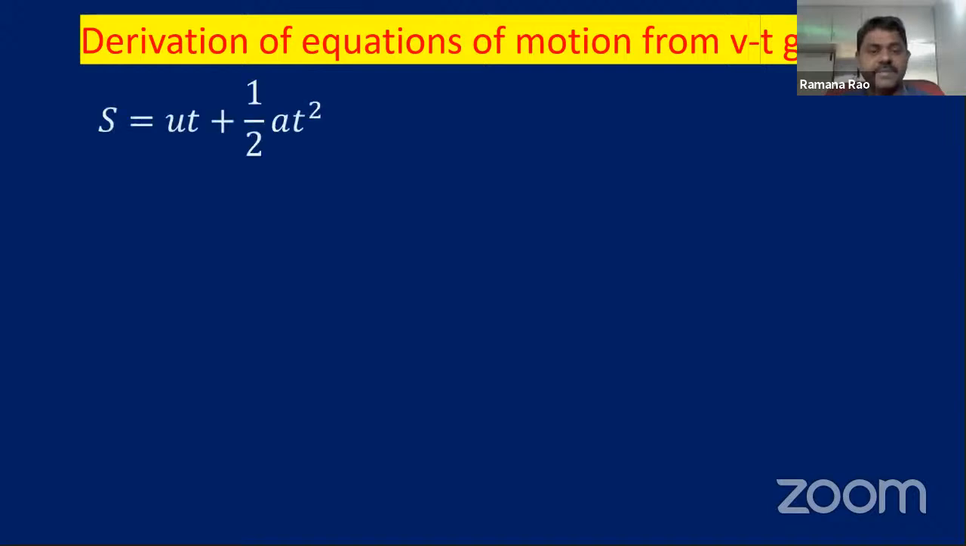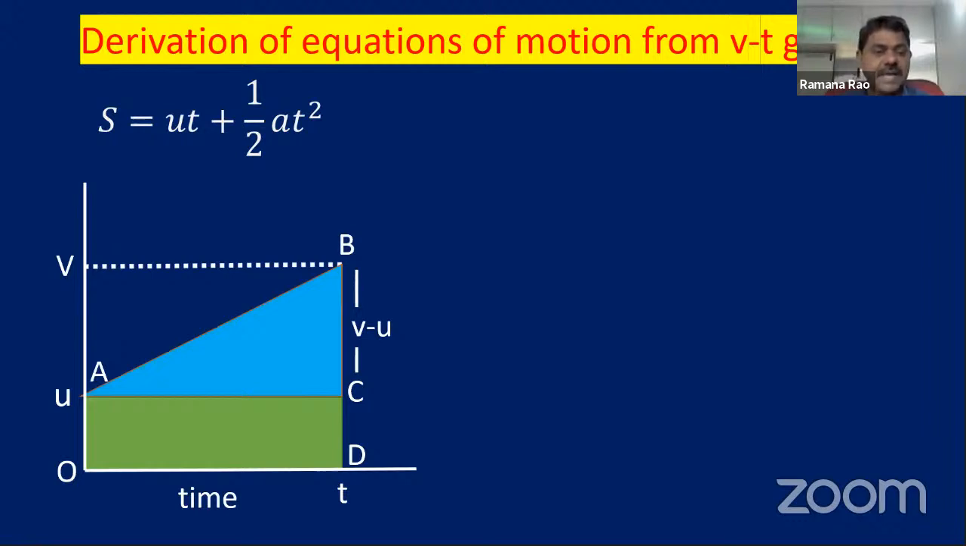So derivation of equations of motion from VT graph. How can you derive? We are going to derive s equals ut plus half at squared from the graph. The most important question, many number of times came in the exam, public examination. So derive s equals ut plus half at square by using graphical analysis from velocity time graph.